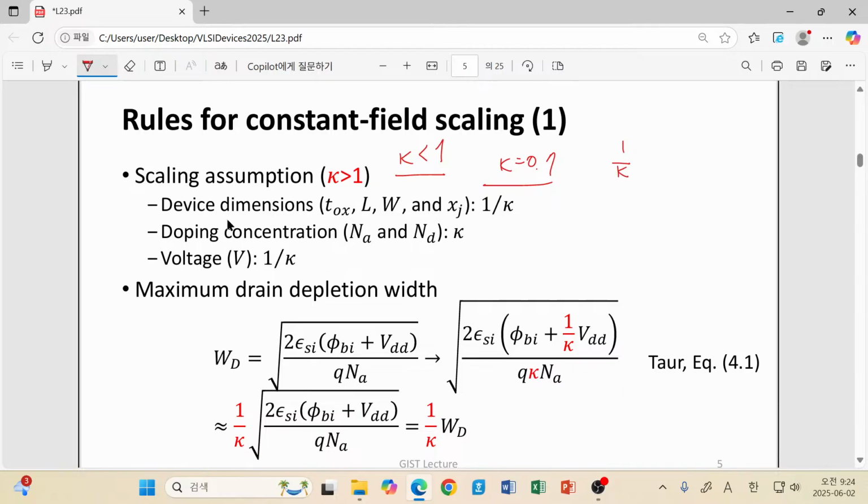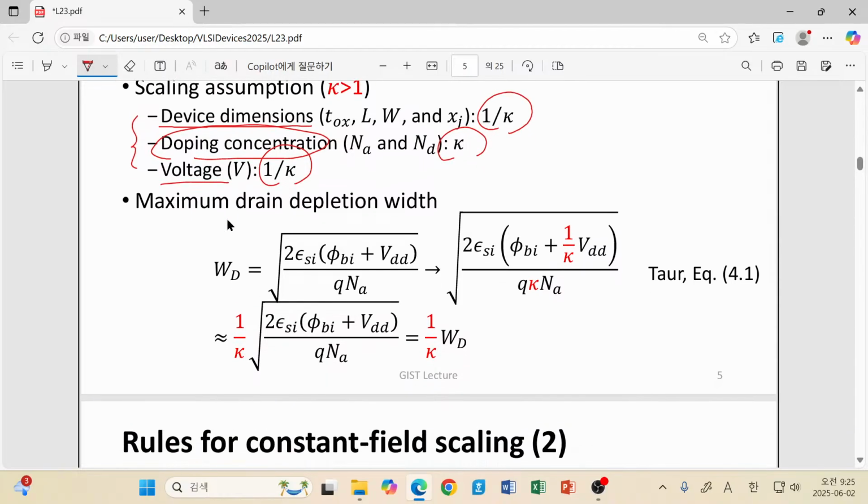That's a pity, but there are certain papers which use a scaling factor lower than 1.0, or sometimes a scaling factor higher than 1.0. Now, simply speaking, all device dimensions are scaled, doping concentration is increased, and voltage is linearly scaled. That was the rule. Then by doing this, we can find some things.